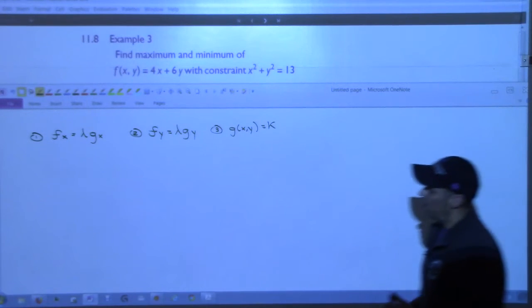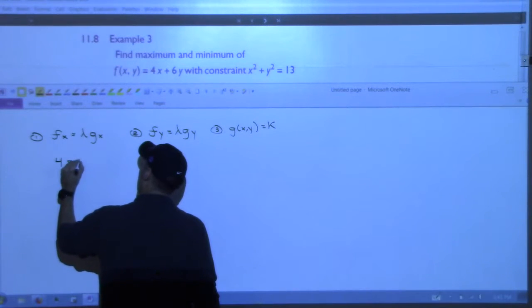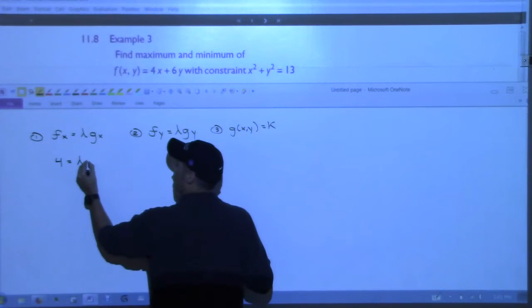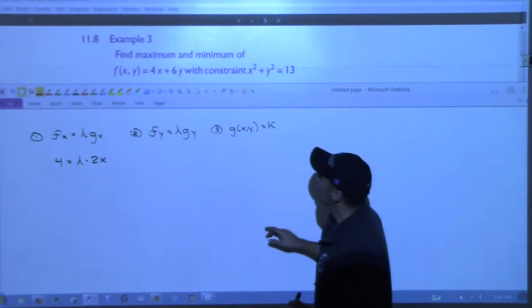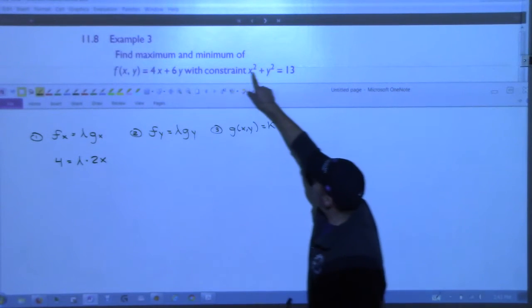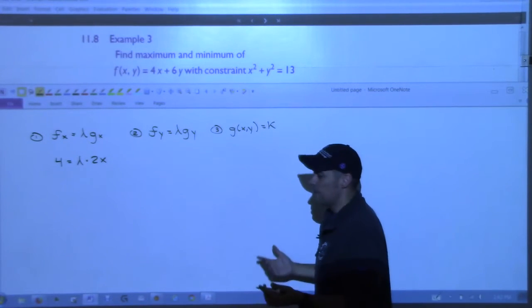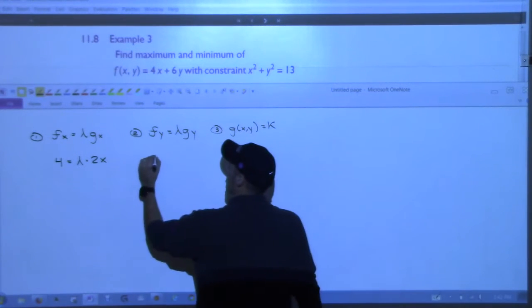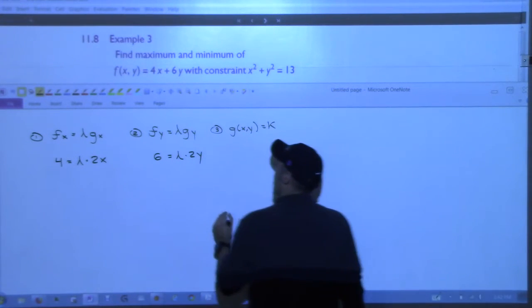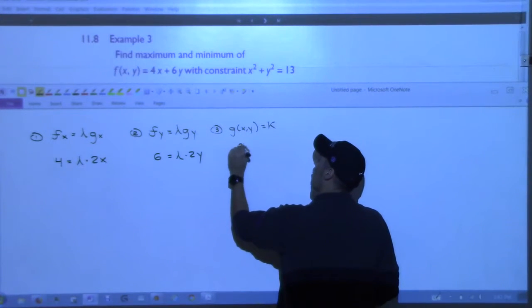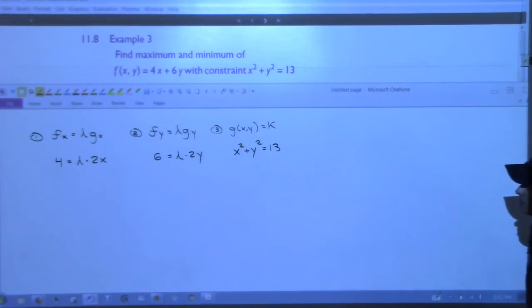All right, what's the first equation become? 4 equals lambda times 2x, right? Partial of this with respect to x is 4. Partial of that with respect to x is 2x. Just don't forget your lambda. People always forget their lambda. All right, partial of f with respect to y is 6 equals lambda times the partial of g with respect to y, which is 2y. And then our final equation is just the constraint equation. And so there are our equations.